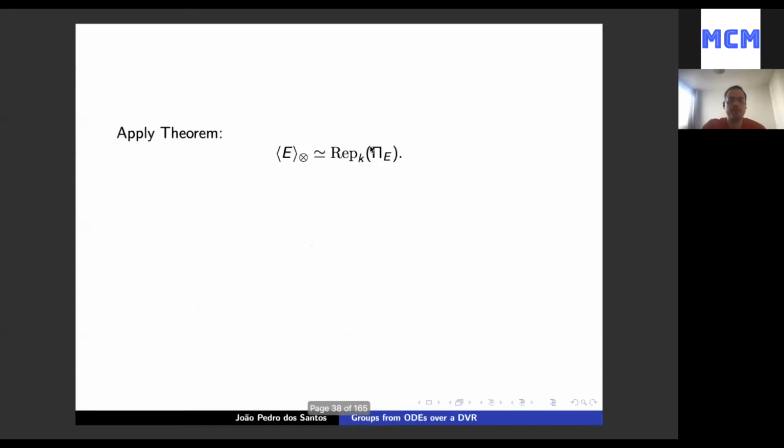Once I've done that, I can apply the theorem and I obtain this equivalence, because this category generated by E still satisfies the properties we were looking for before. And I obtain this pi E, which is my candidate for a Galois group. This is my Galois-Tannaka group of E.